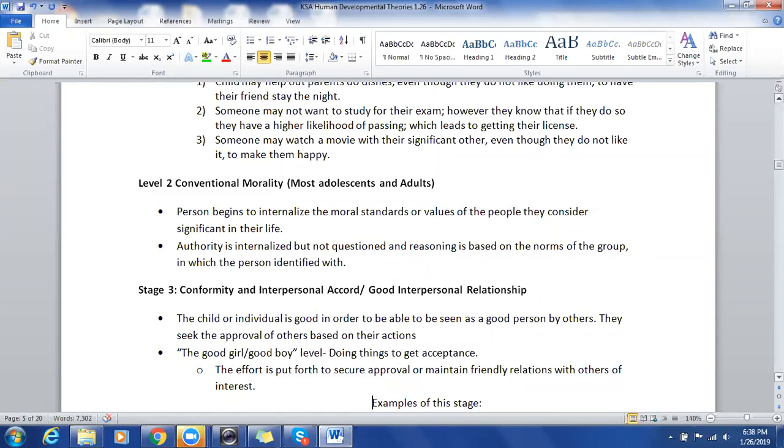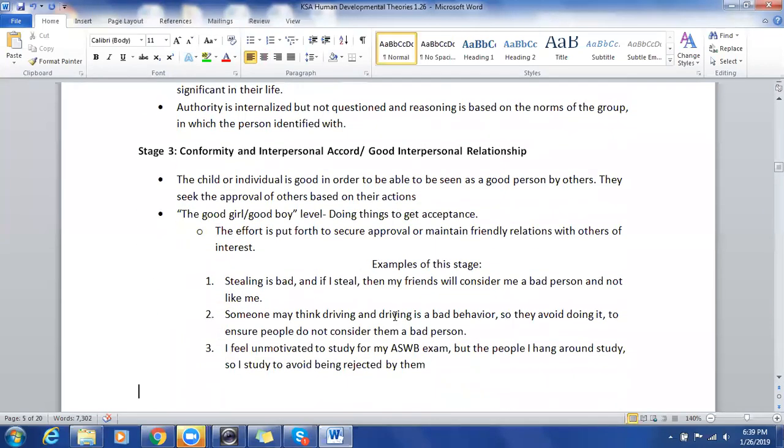And this is so that people can be seen as a good girl or good boy, meaning doing things to get acceptance. So effort is put forth to seek and secure approval or maintain friendly relations with other people. Whether this is positive or maladaptive begs the question. Meaning, wow, if you don't smoke cigarettes, you can't hang out with us. Well, sometimes people in a healthier dichotomy would say, no, I'm not going to do that anyway. People that are more moldable would be like, yeah, let's start smoking, type deal.